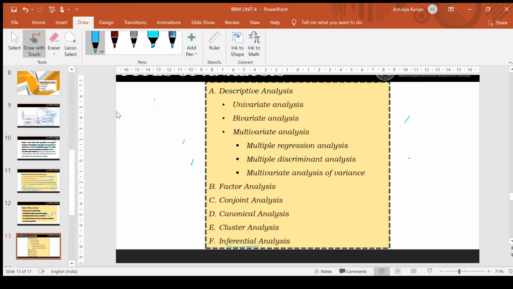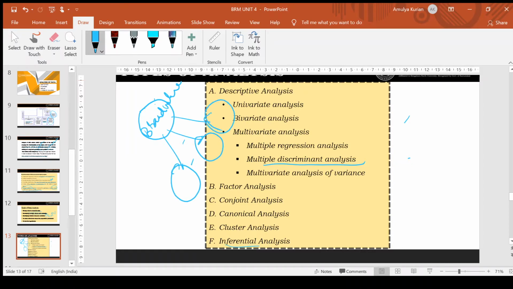Next one is multiple discriminant analysis. This analysis is appropriate when the researcher has a single dependent variable that cannot be measured but can be classified into two or more groups on the basis of some attribute. If you are able to, like brand value, discriminate it into different other factors or variables, that method is called multiple discriminant analysis. The last one is multivariate analysis.